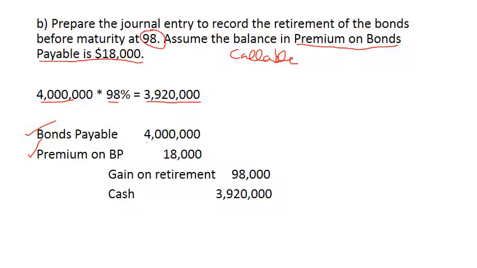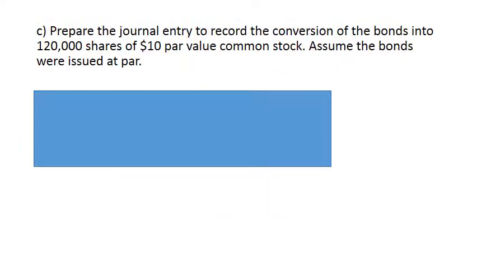So we've got $4,018,000 on the debit side, and we need to have $4,018,000 on the credit side. So in order for that to balance, we need $98,000 to get the credits to be $4,018,000. So that would give us a gain on retirement of $98,000. So this would be an early retirement of the bonds. So these would have been callable bonds, and we're buying them back off the open market before we hit the maturity date.